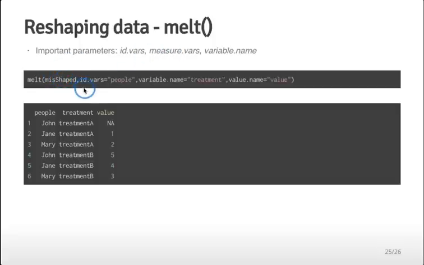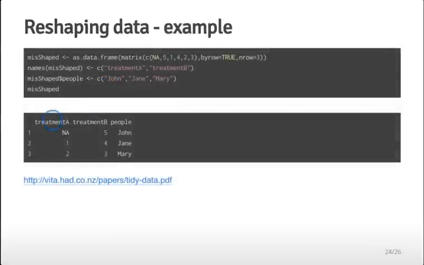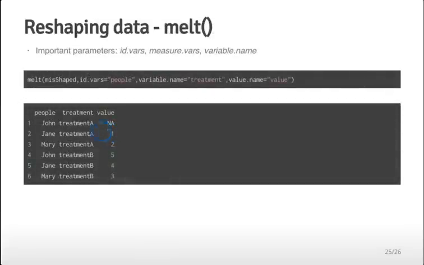So we take this misshaped data set and we say, okay, the IDs for this data set are the people, the variable name that we're going to collect is treatment, and then the value name is going to be value. And so it melts this data set. It takes the data set that was organized so that there wasn't necessarily one observation per row. You can see that here the treatment A and treatment B observations for John are both on the same row. In the new data set, we have John for treatment A and his value, and then we also have John for treatment B in a separate row and their value. So we've put individual observations in individual rows and variables in columns so that the data are tidy. The reason is that it's easier to do downstream modeling with data in this format.